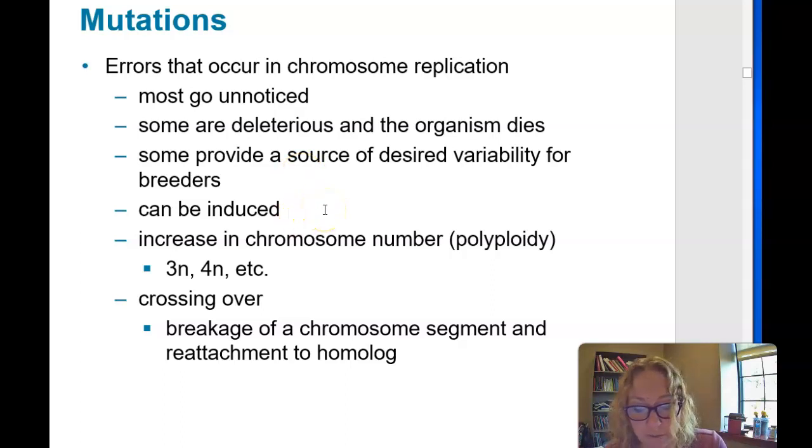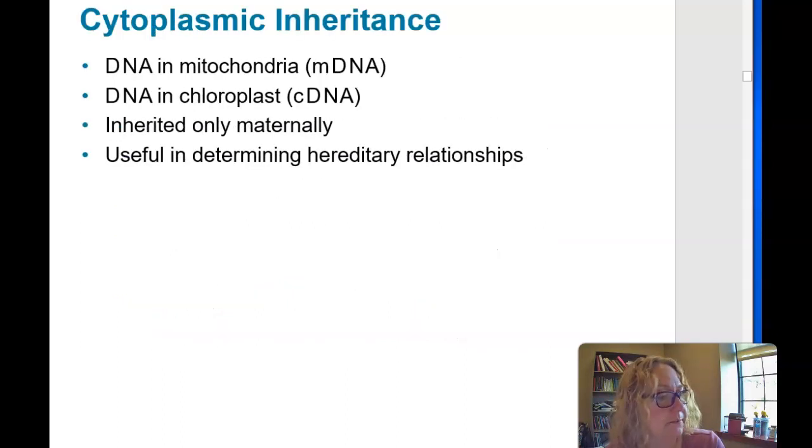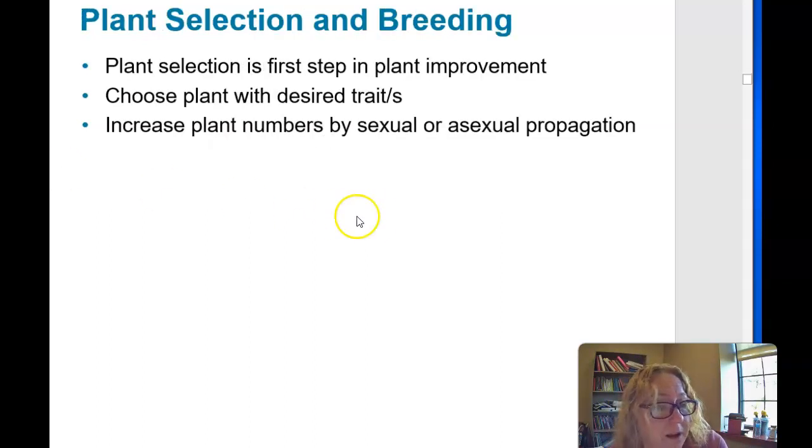Sometimes mutations can be induced. Yes, we induce mutations in plants. They don't even mind. We irradiate them. We put them in weird conditions. And sometimes you can get polyploidy, so you can get an increase in chromosome number. And you definitely get some crossing over in plants. We encourage this because we like genetic diversity in plants because it helps with disease resistance. There's also some cytoplasmic inheritance in the mitochondria and in the chloroplast. We like that to be variable because, again, it helps with diseases.